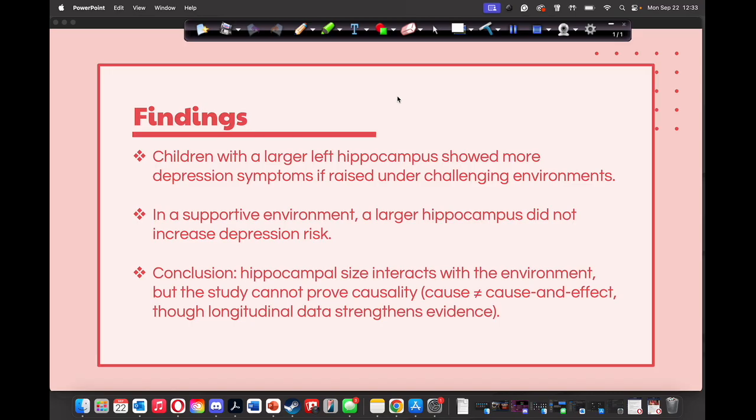As mentioned in the textbook and the lecture for this week, correlation does not necessarily equal cause and effect, though I suppose you could argue that the longitudinal data strengthens evidence that it could, but it's not definitive.